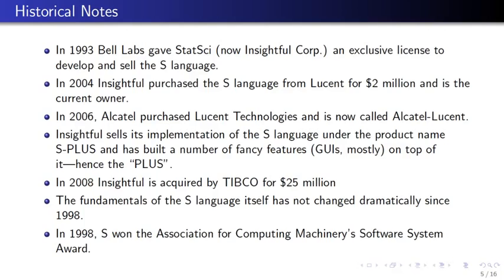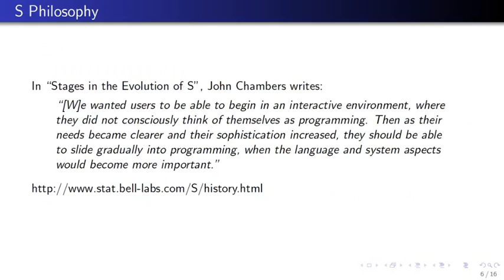The basic fundamentals of the S language have not really changed since 1998, and the language that existed in 1998 looks more or less like what we use today, at least superficially. It's worth noting that in 1998, the S language won the Association for Computing Machinery's Software System Award, a very prestigious honor. In a document called The Stages in the Evolution of S, John Chambers, the original creator of the S language, laid out his key principle in designing the S language.